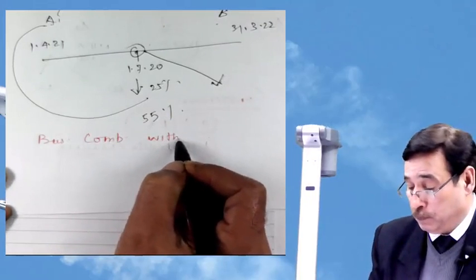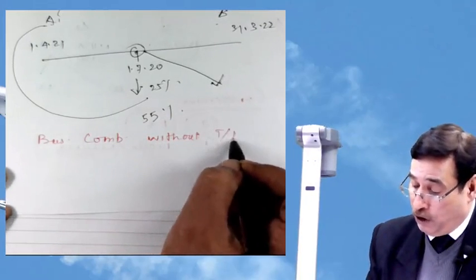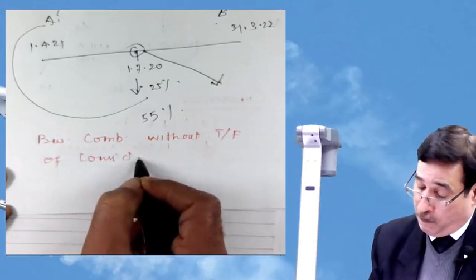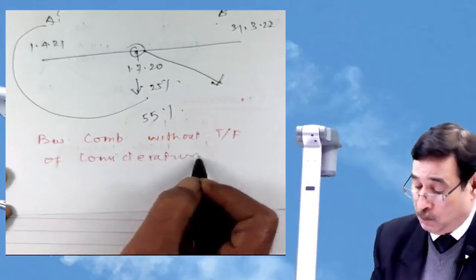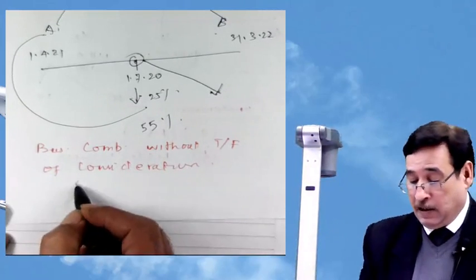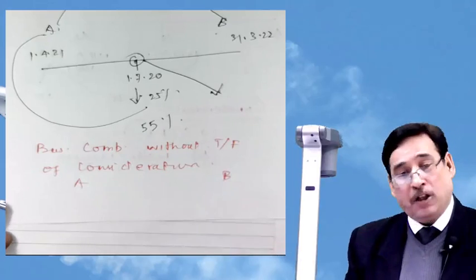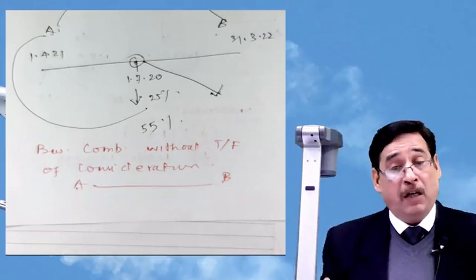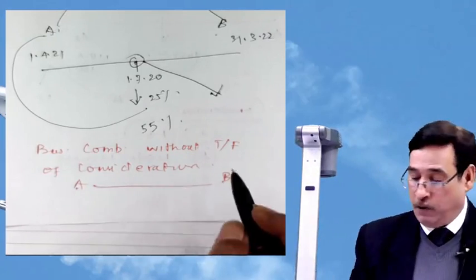And there is some guidance with respect to business combination without transfer of consideration. Is it possible that we may acquire another entity? Let us say there is an entity A, there is another entity B, and I am saying that A acquires control of B without paying any consideration. Is it possible? Yes, it is possible.